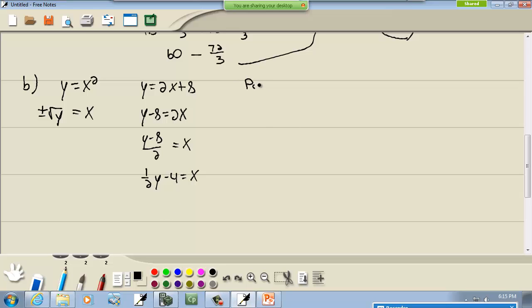Well, let's find our POIs. I'm going to set these equal to each other. So I got plus or minus square root of y equals 1/2 y minus 4. I want to get rid of the square root, and we do that by squaring both sides.